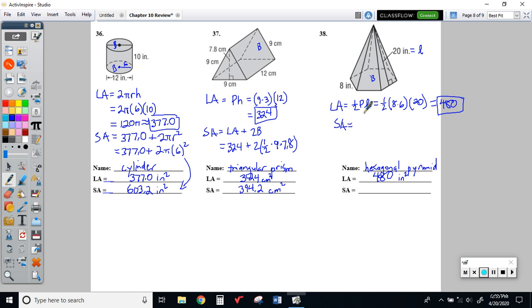You're going to have to find the area of that base. So we have to use either the 1/2 perimeter apothem idea, or split it up into 6 triangles and find the area of one of those triangles. So we have lateral area plus the area of one base. We're going to replace lateral area with 480. And then we're looking at this hexagonal base. This is a very rough sketch here.